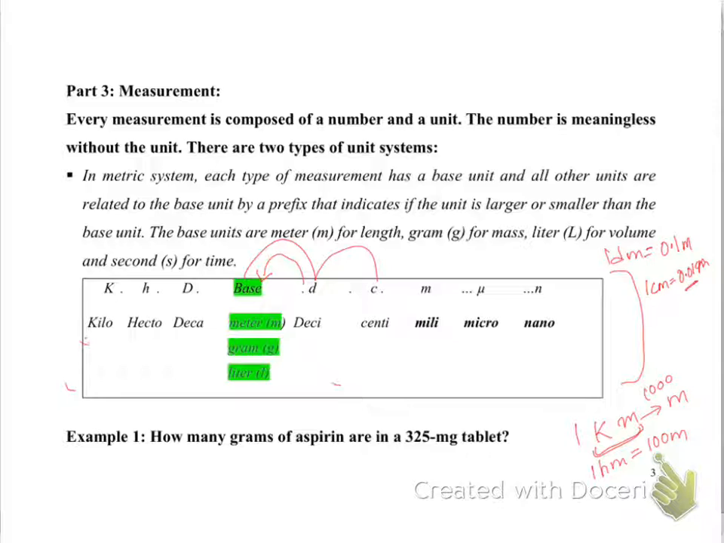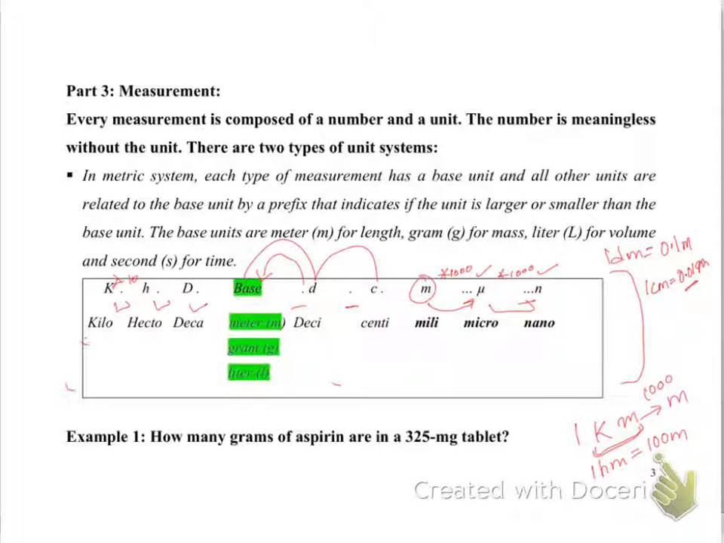If you notice here, I'm putting one dot. One dot means multiply by 10. But here, this is milli, this is micro, and this is nano. If you're going from milli to micro, 3 dots means you're going to multiply by 1000. Micro to nano, 3 dots, means you're multiplying by 1000.